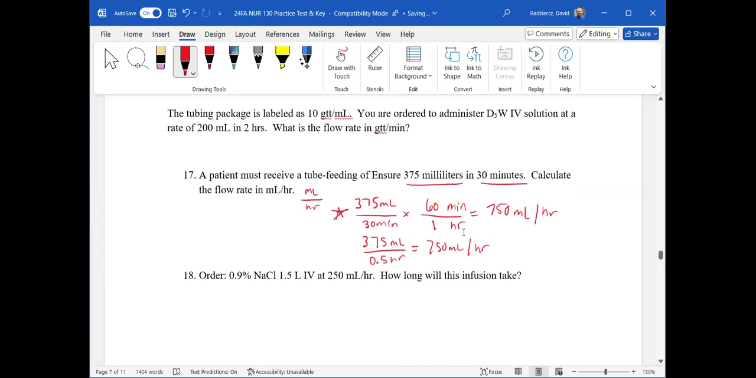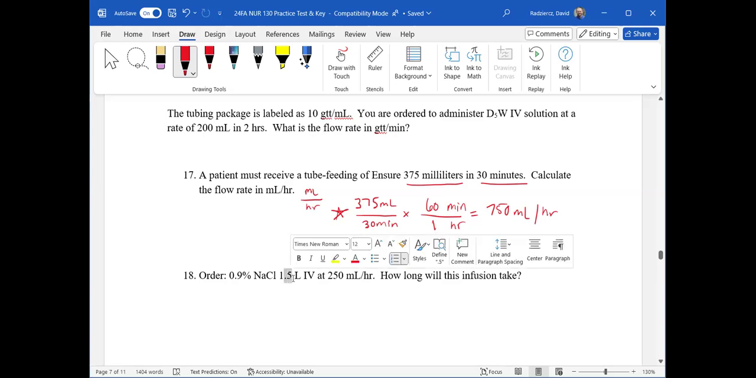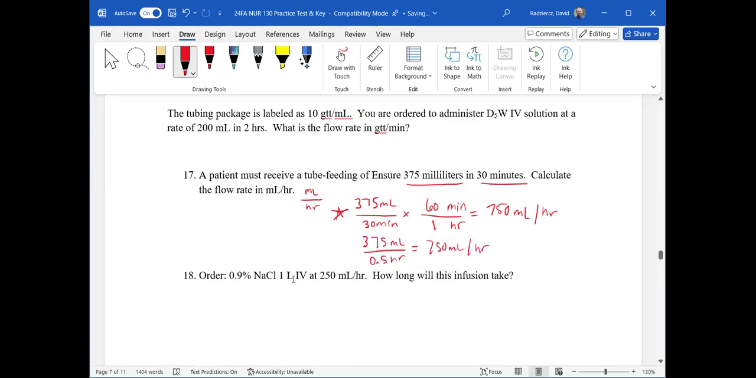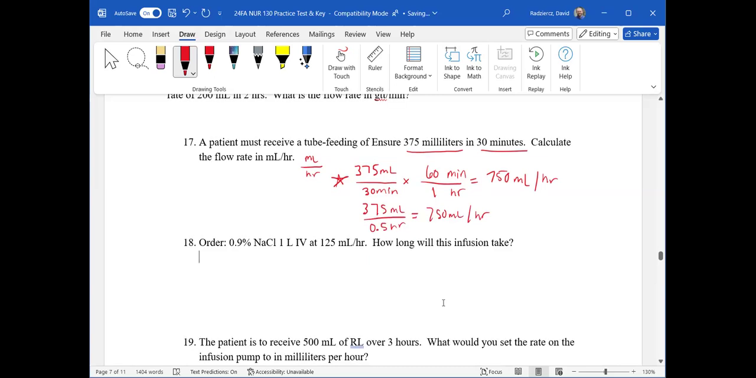Another variation that you might see associated with these questions is it might give you the flow rate, it might give you the total volume, and then it'll ask you to calculate how long the infusion will take. Now, normally what they're looking for is how many hours or even how many hours, minutes it would take. So here they use 1.5 liters. Let's just change this up. Let's just say it's 1 liter IV, infusing at, let's just say 125 milliliters per hour. So that way it gives us a different variation of this. How long will the infusion take?